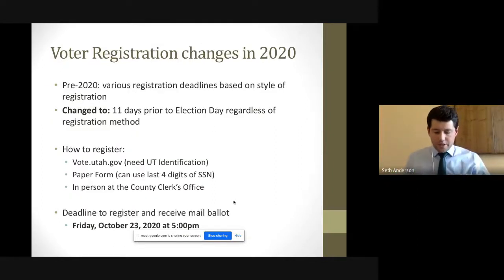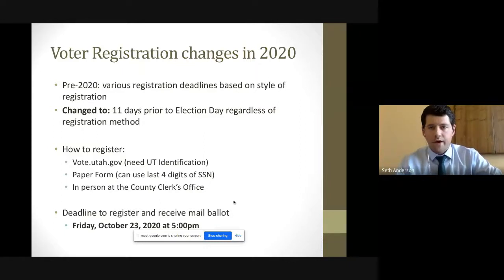So voter registration in 2020, there hasn't been a ton of change. The one thing that I believe Eliza touched on was the 11-day registration requirement. So prior to 2020, there were various different registration deadlines based off of whether you were registering online or in person or by mail. In March, the legislature passed a bill that changed that to just one deadline, which is 11 days prior to Election Day. The easy way to remember that is Friday, October 23rd, 2020.